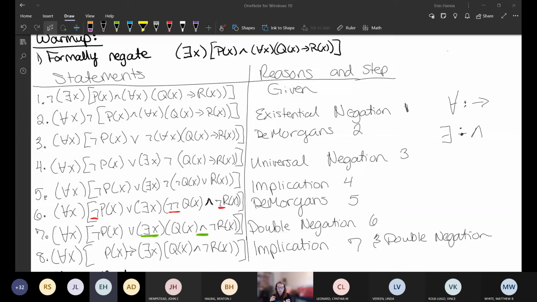It just depends on which order you use them in, depending on which quantifier you started with. If you start with an existential, you're going to use De Morgan's and then implication. If you start with a universal, you have to start with implication and then use De Morgan's. And every once in a while, you get a double negation rule that pops in here or there. But for the most part, the main rules you're going to be using are the negation rules, De Morgan, and implication.